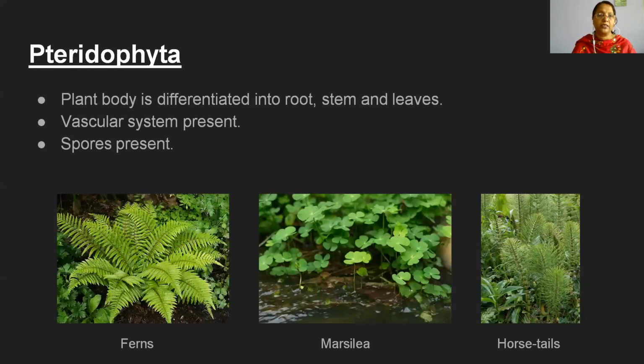Now come to the next division, that is Pteridophyta. In this, the plant body is differentiated into root, stem and leaves, and the roots are known as rhizoids here. Here a vascular system is present, and these are the first vascular plants on land. Here for reproduction, spores are present. Here also seeds are absent.